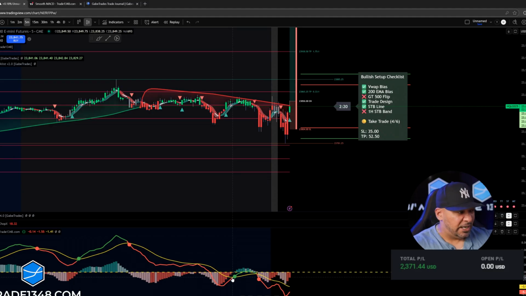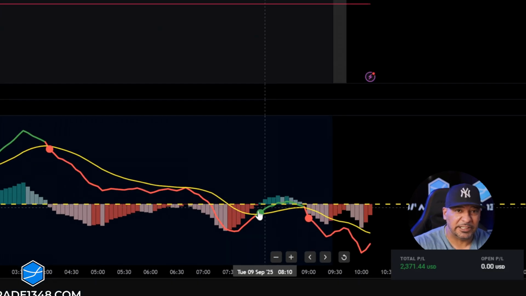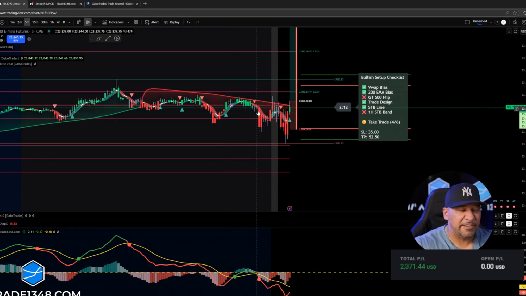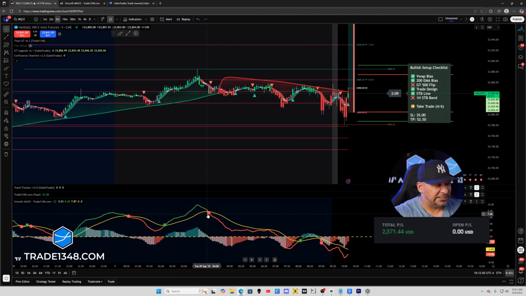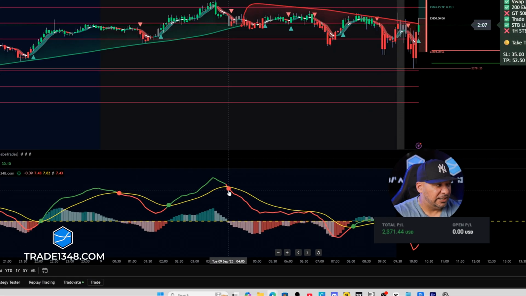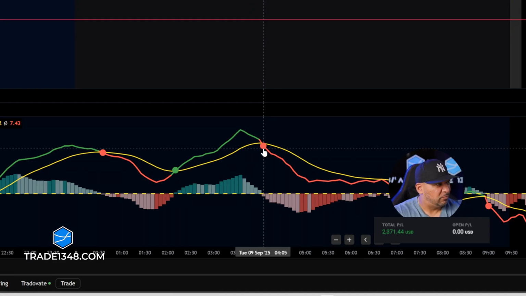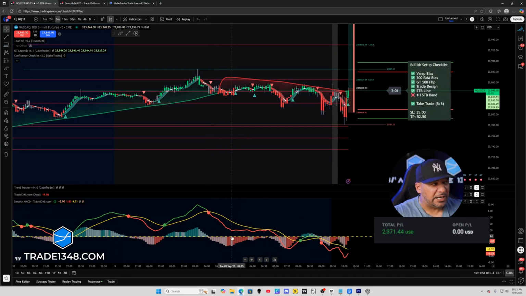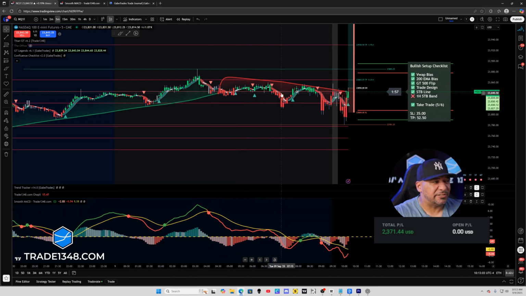Also, we could see we have the cross here, but it happened below the neutral. Let me zoom in. We had a cross here, happened below the neutral line. And as you can see, it failed. Okay. And so we have a cross here, and we crossed above the neutral line. And so therefore you see the levels and such. It just keeps us neutral, right? So we were stuck in the range.